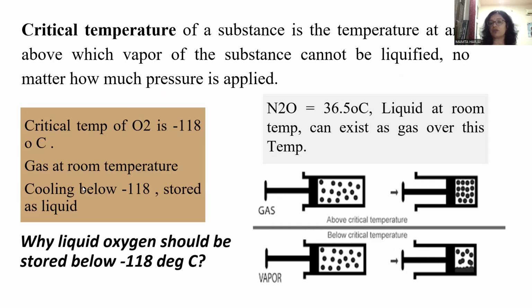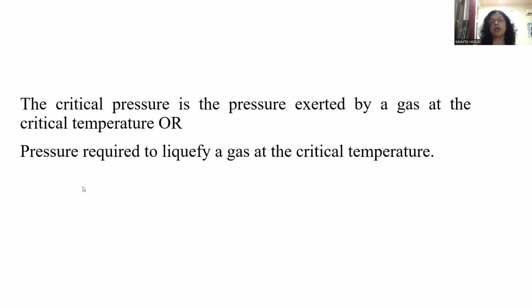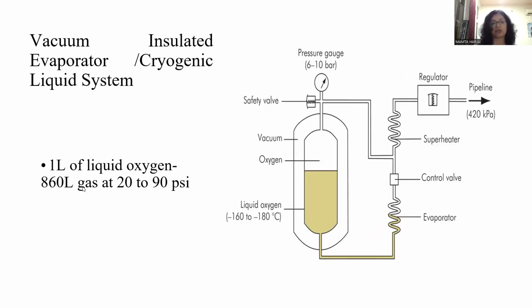Nitrous oxide has a critical temperature of 36.5 degrees. So it exists as a liquid at room temperature and can exist as a gas over this temperature. So that means the importance is the right temperature. The right temperature is required to liquefy a gas. And critical pressure is the pressure which is exerted by a gas at the critical temperature, or the pressure which is required to liquefy the gas at the critical temperature.